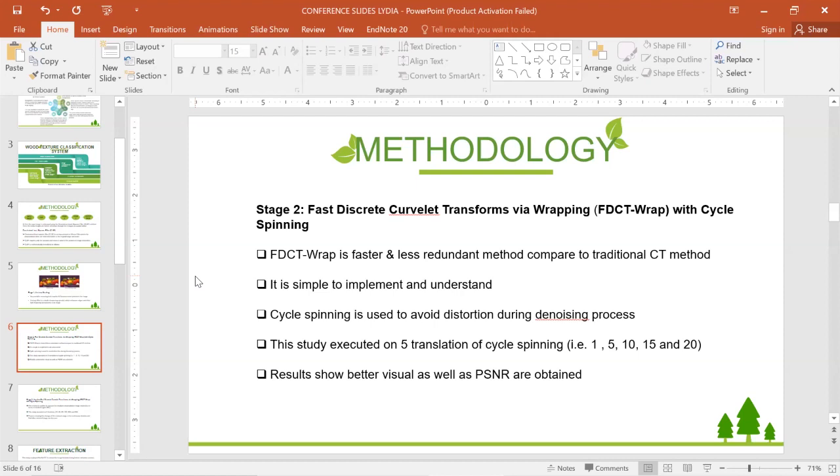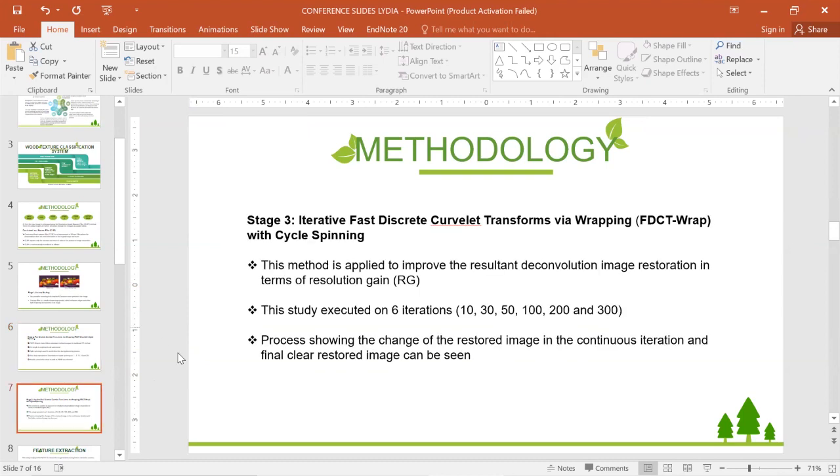The study is executed on spiral translation of cycle spinning, for example 1, 5, 10, 15, and 20. Results show better visual quality as well as PSNR. At stage 3, iterative fast discrete curvelet transform via wrapping, FDCT wrap, with cycle spinning is implemented. This method is applied to improve the resultant deconvolution image restoration in terms of resolution gain. This study is executed on 6 iteration settings: 10, 30, 50, 100, 200, and 300. The process shows the change of the restored images in the continuous iterations, and the final restored image can be seen.